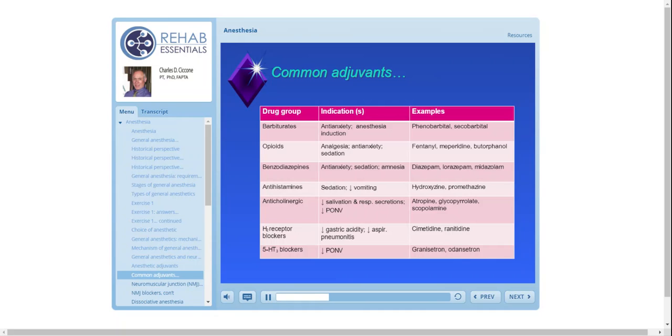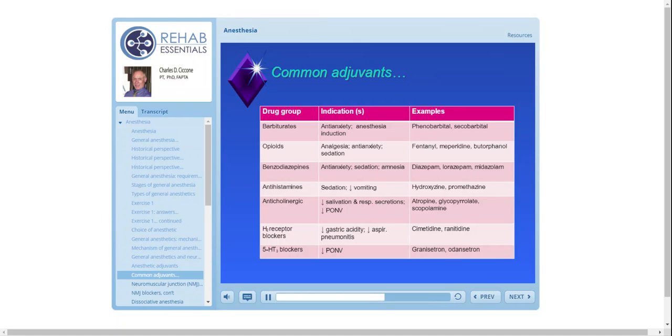And if you work your way down the list, you see some other drugs given for various reasons. Benzodiazepines, likewise, anxiety, sedation, amnesia. Antihistamines reduce vomiting as well as cause sedation. Anticholinergics were really important because in the past the anesthetics caused a lot of increased salivation, which could cause respiratory secretions to increase. That's reduced somewhat by the newer anesthetics, but still, they can be helpful for that, and they can be helpful to decrease the post-op nausea and vomiting.